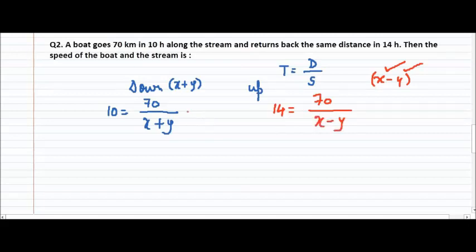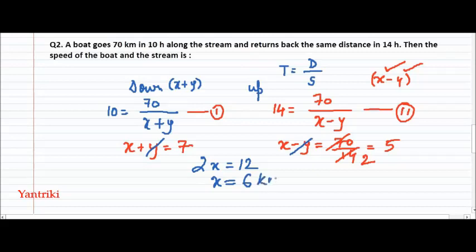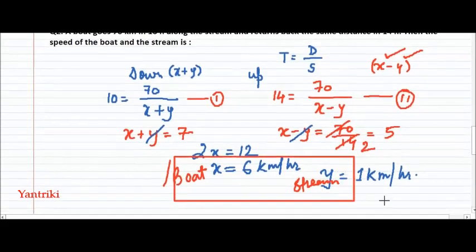So now again I have two equations that are to be solved for the values of x and y. From here I am getting x plus y is equal to 7, and in this case x minus y is equal to 70 divided by 14, that is equal to 5. Now if I solve for x and y, I will clearly cancel out the y's. We will get 2x is equal to 12 and x is equal to 6 kilometers per hour. Whereas for y, if we calculate, we will get y is equal to 1 kilometer per hour.